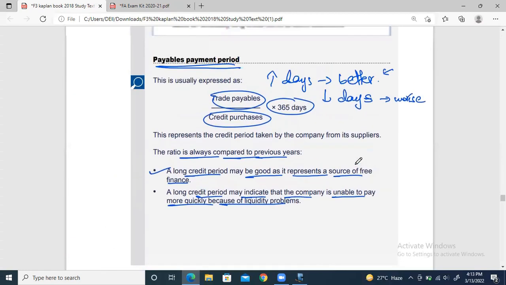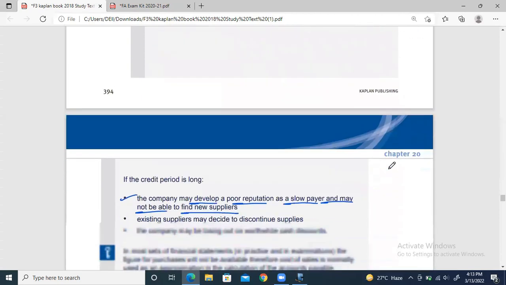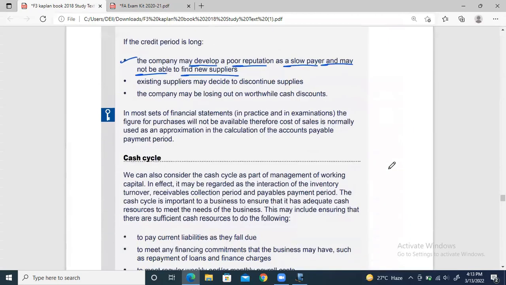So in every case, longer days is not better for the company. If you consider the drawbacks as well, if we are taking longer to pay the suppliers, it is very unethical as well, because suppliers will say that we don't want to do business with this customer ever again, because he takes ages to pay, right? So everything has a pro and con here.